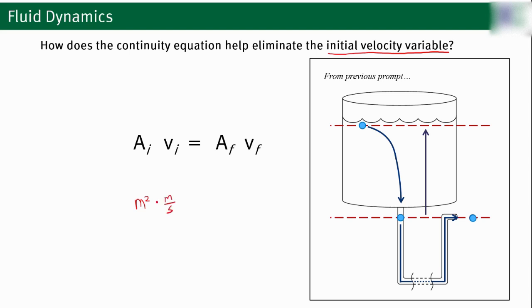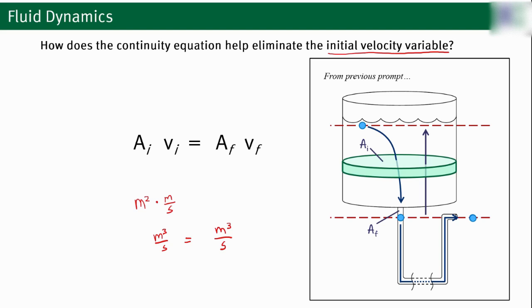So what this says is that the meters cubed on the left per second has to be equal to the meters cubed per second on the right. The continuity equation basically says that the volume flow rate of fluid is continuous. How does that apply to this particular situation?